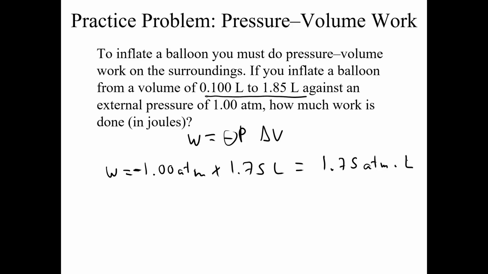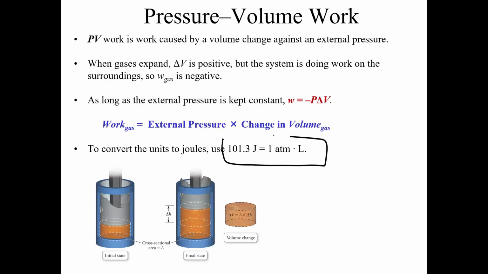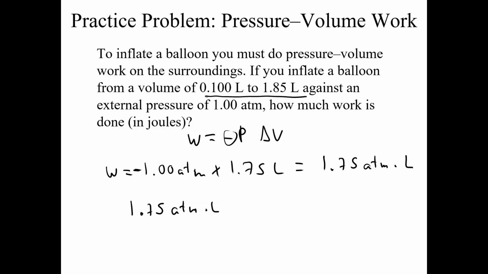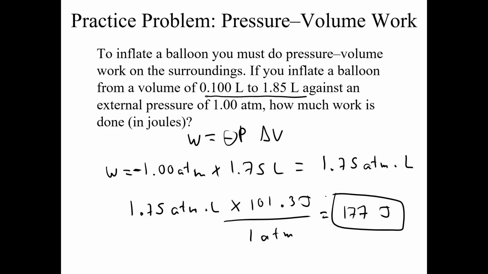atm times liter. And if I wanted to convert that to joules, I need to take the 1.75 atm times liters and use this conversion factor here from the other page: 101.3 joules equals 1 atmosphere times liters. So I multiply by 101.3 joules divided by 1 atm, and that's simply going to give me 177 joules. So these problems are actually pretty simple, and I'll just work one.